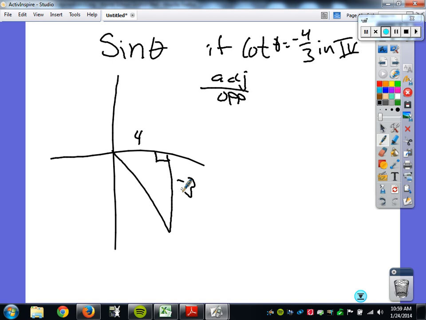Why is he not negative? Because he's the x value, and x value in that quadrant is positive, correct? Okay, and then we get good old Pythagoras, and this comes out to be 5, right? It's a 3, 4, 5 triangle. Then I say, okay, find the sine of theta. We all know the sine of theta is opposite over hypotenuse, so that's negative 3 over 5.